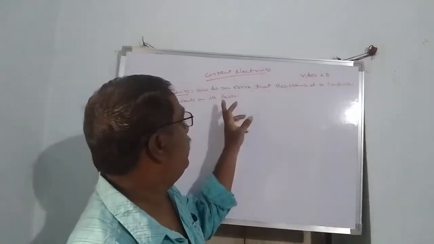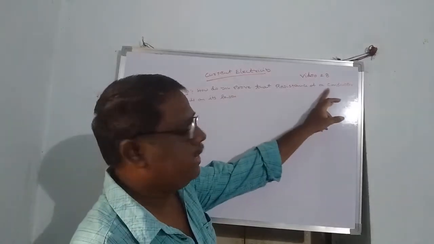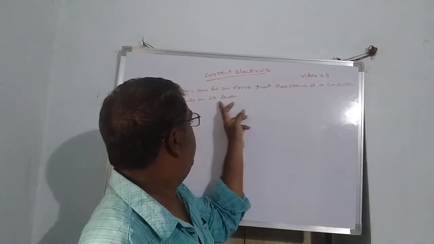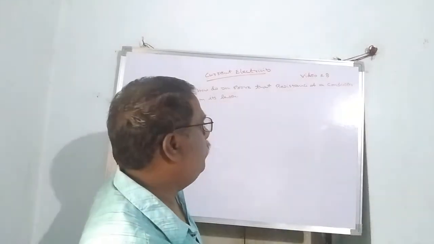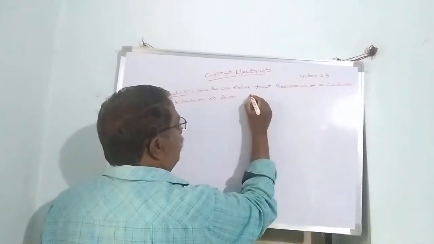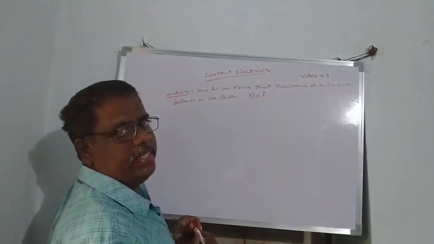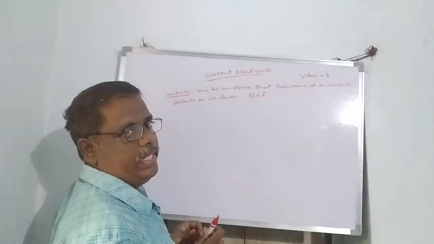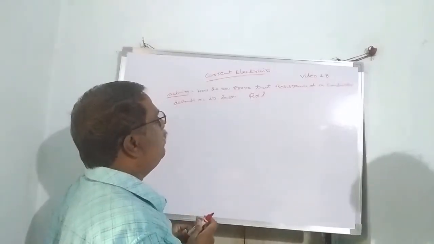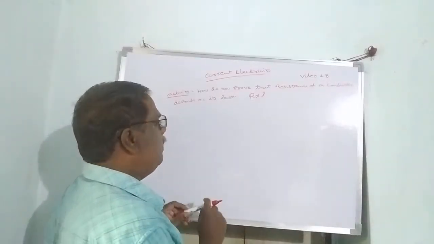Students, today's activity: how do you prove that the resistance of a conductor depends upon its length? We know that resistance is always directly proportional to length. That means if the length increases, the resistance of the conductor will also increase. How do you prove it? It can be proved with a simple activity.